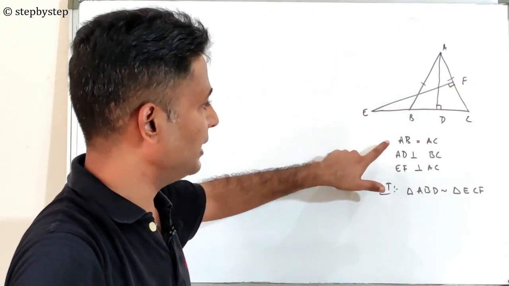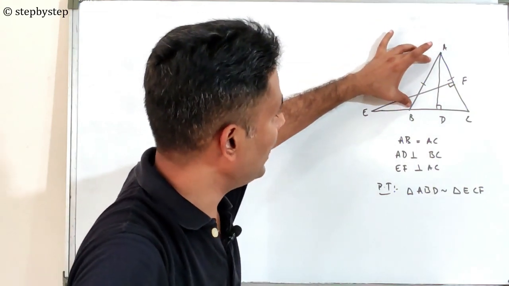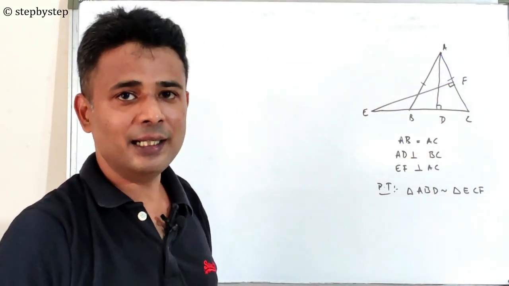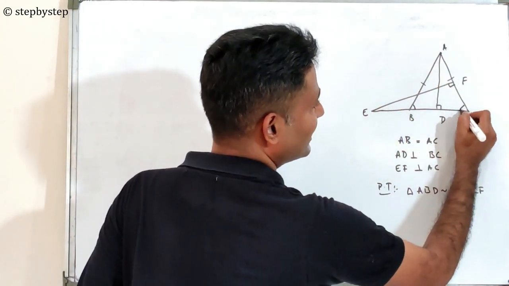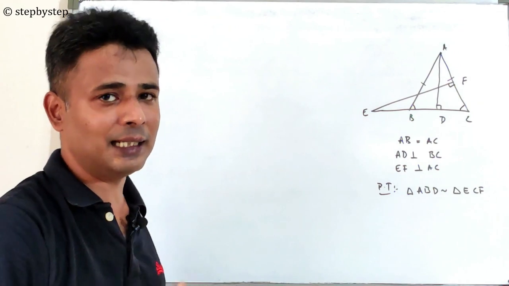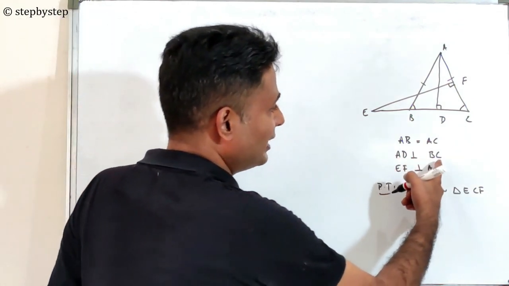They have given this figure and they have told AB is equal to AC. So AB is equal to AC. The moment that it's an isosceles triangle, they have said this side is equal to this side. What does it mean? This angle is equal to this angle. Immediately mark it. AD is parallel to BC.